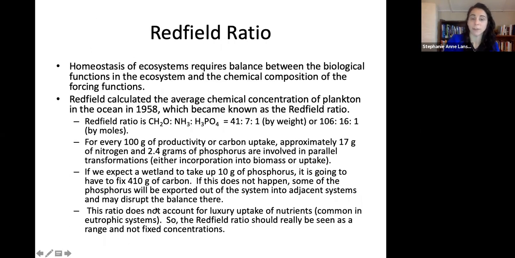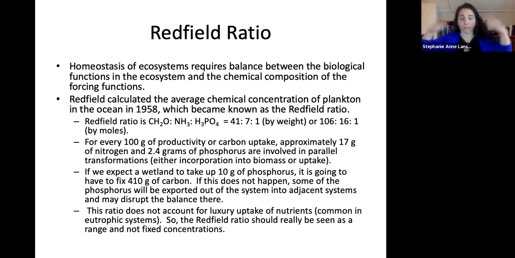So again, this Redfield ratio is the homeostasis of the balance between the chemical compositions and the forcing functions. Redfield actually calculated in 1958 that plankton in the ocean have an average ratio of carbon, nitrogen to phosphorus. It's actually CH2O, ammonia to phosphate. By weight, it's 41:7:1, or by moles, it's 106:16:1. But you can do it either way.